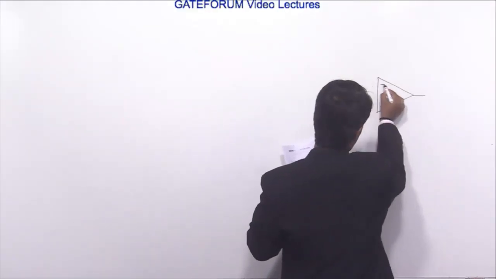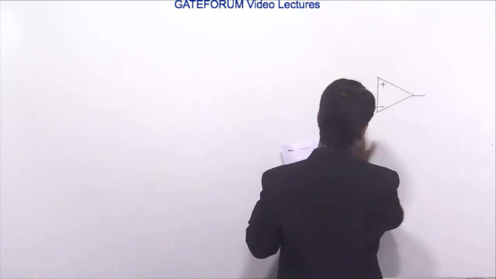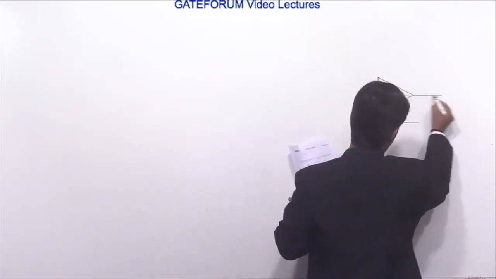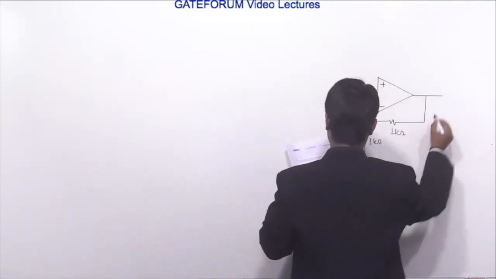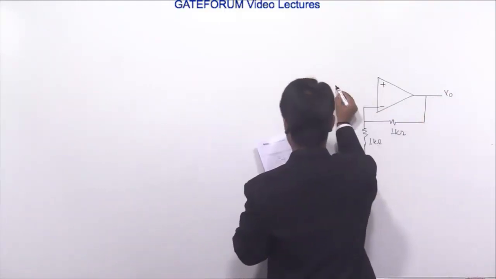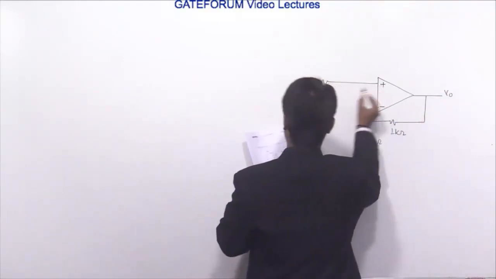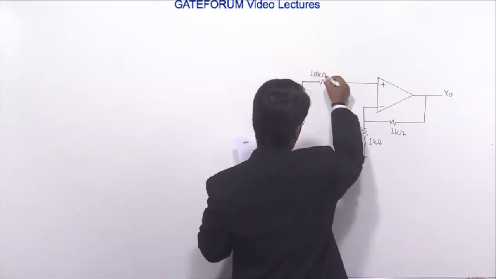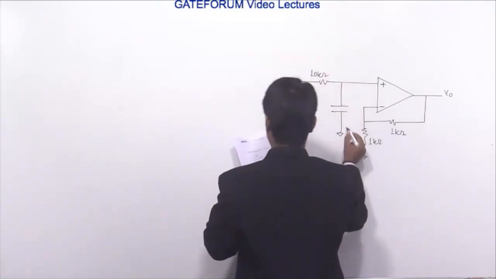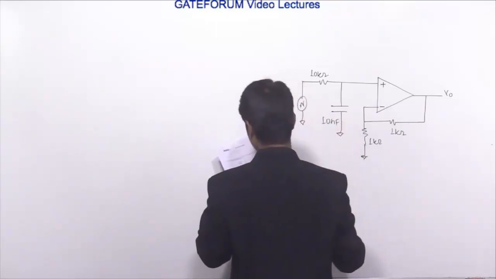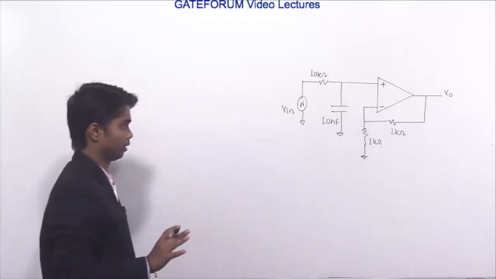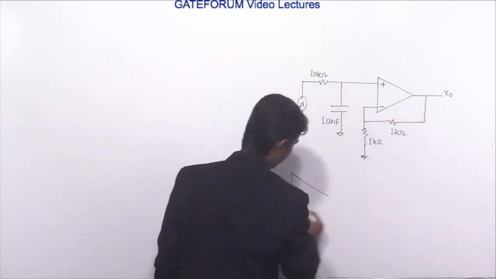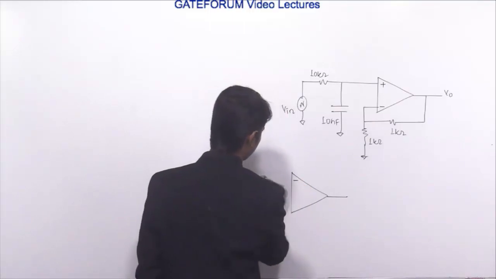See, this is plus and minus. So 1 kilo ohm, it's a 1 kilo ohm. V0, V in, 10 kilo ohm, and this is a 10 nanofarad. See, the circuit is very simple. It's nothing else. We can draw it easily in this way also, and I think you will be familiar with this circuit.